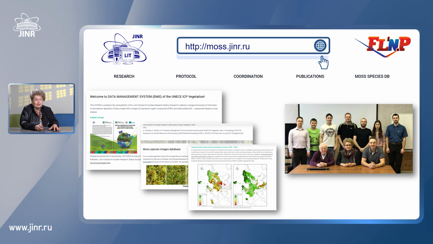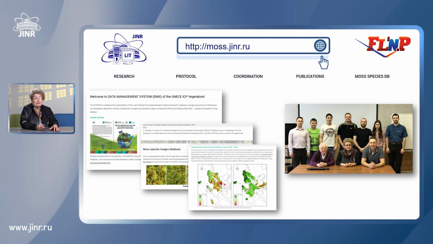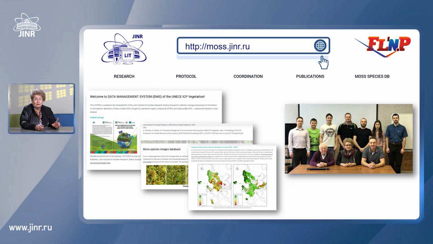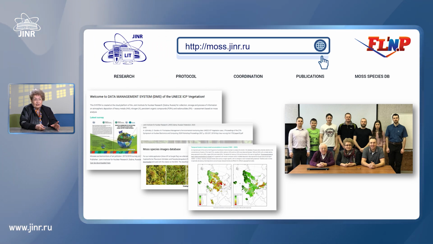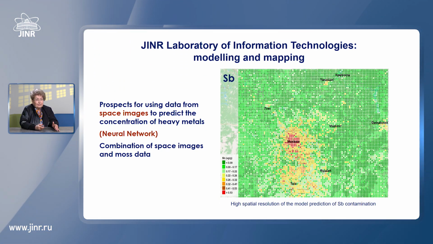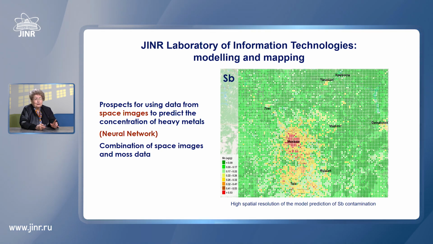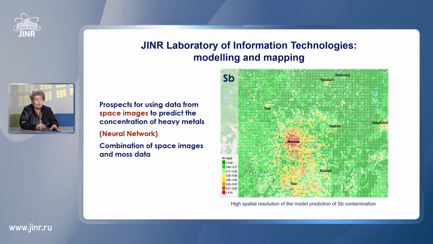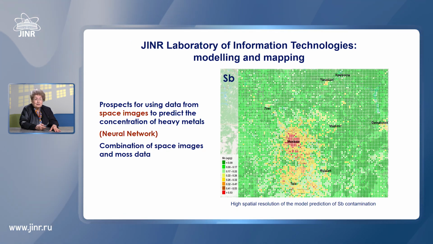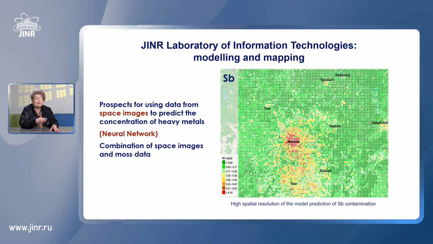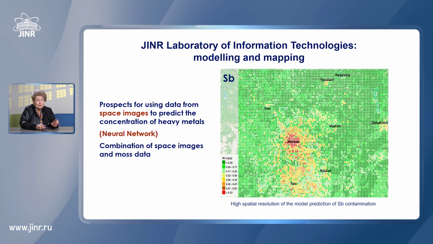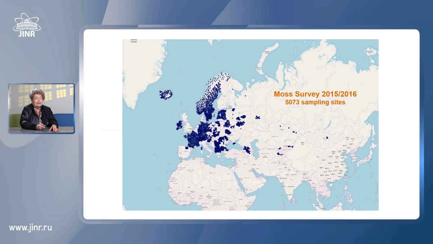So we can construct maps like those examples you see here, because every sampling site is characterized by coordinates and the concentration of the element pollutant. That is the development of modeling of the process. The laboratory of information technologies gives us the possibility to interpret data and, besides that, to model and predict data which are based on space images and moss monitoring data.